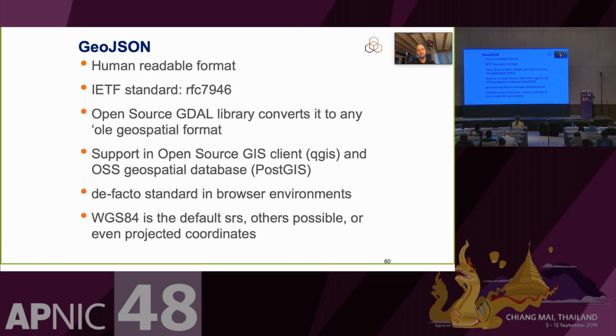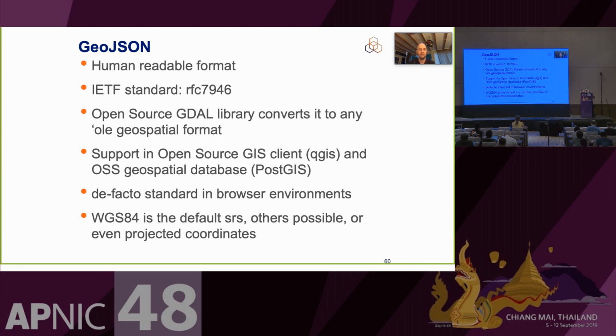Some of the benefits: like all JSON formats, it's human readable. It's an IETF standard, although a bit sparse one, but hopefully there's going to be a successor to that. There are many libraries that know how to convert it to any other proprietary or open source geospatial format, most notably Esri's shapefile format and the newish GeoPackage format. There is support in many software packages.